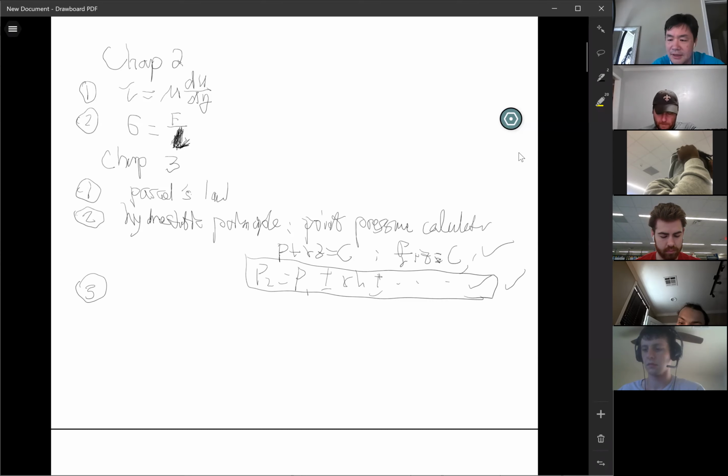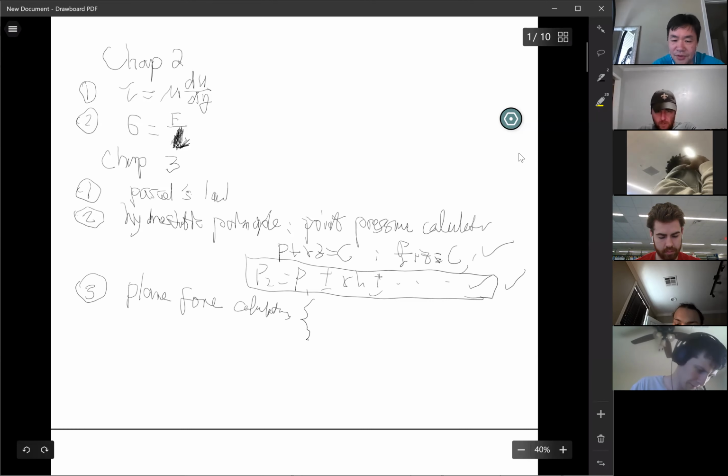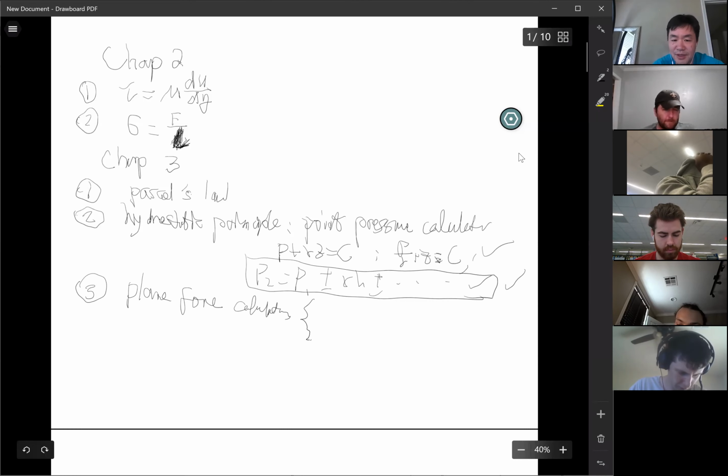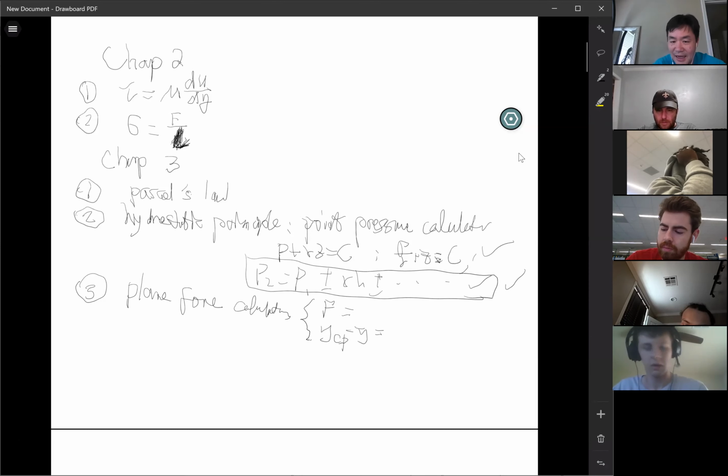Okay, so what's the next one? Plane force calculation. That's also one of the important points we made in the class. Two calculations: one is the force, one is YCP. You have two equations, right? Or YCP minus Y bar. So that's the equation. These two equations you need to memorize.